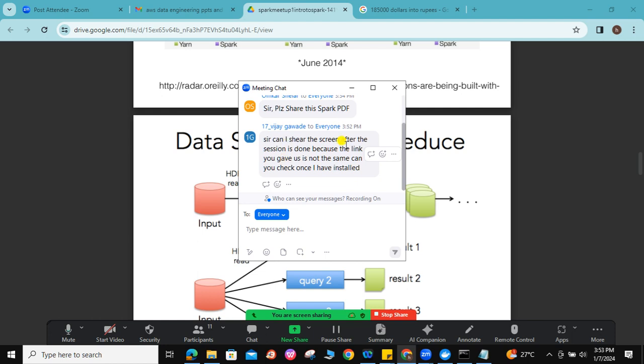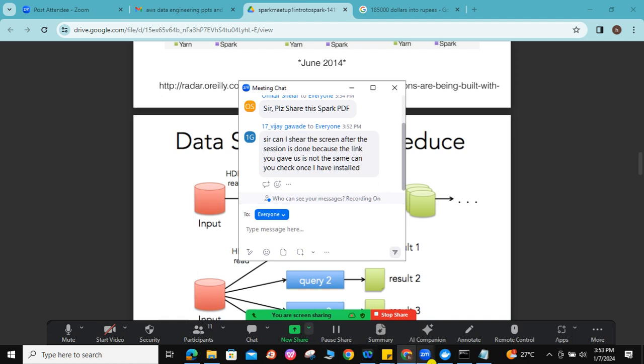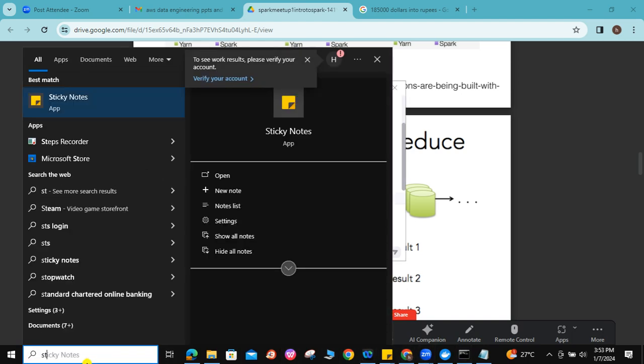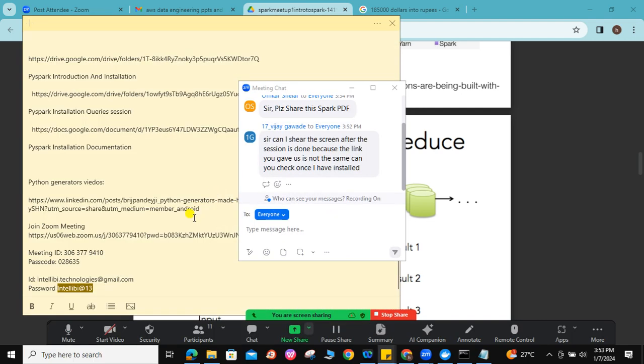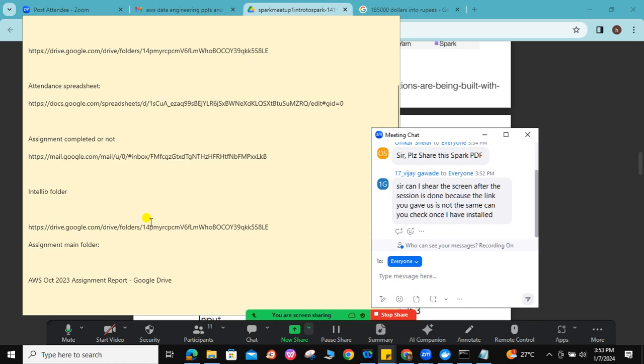Okay, can you share the screen? How is it done? Because the link you gave us is not the same. I didn't understand which link I gave you. I didn't give any link. Is it the attendance link you are talking about? If it is the attendance link, I can just straight away. Actually, why don't you save the attendance link by yourself?